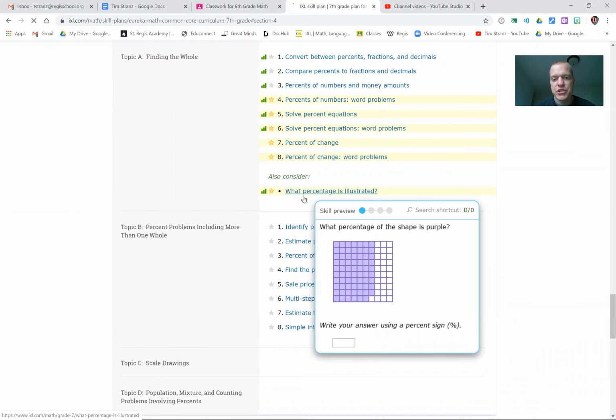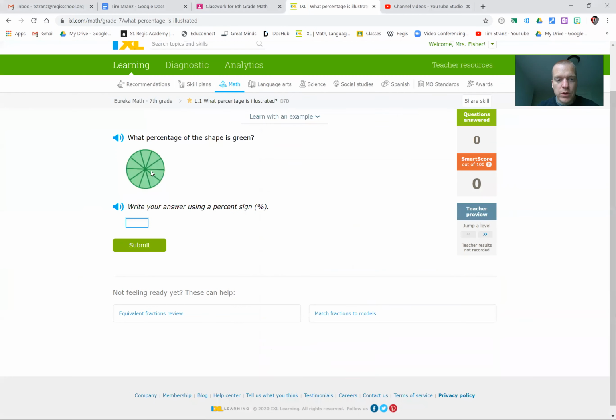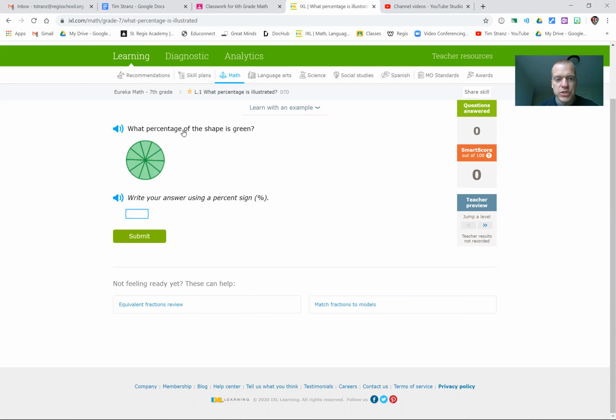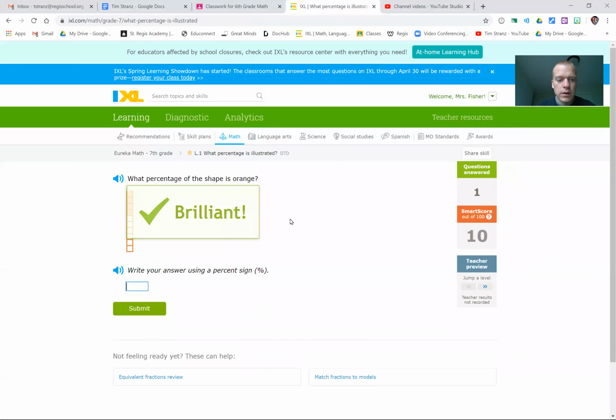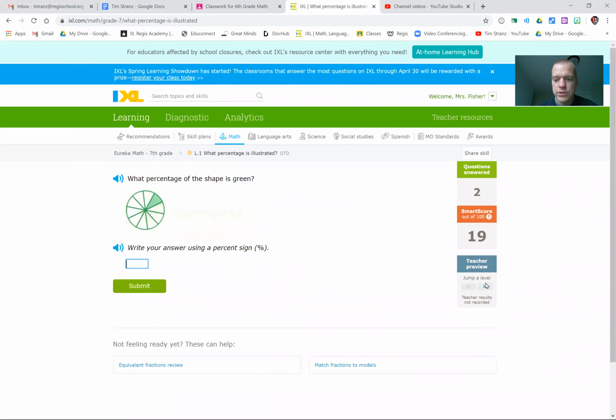So the last one is what percentages illustrate. This one's not as tricky as the other ones. So you just need to tell me, looking at this, what percent of the shape is green? Well, it's all green, right? So it's going to be 100%. What percent of the shape is orange? So let's look. How many boxes do we have? We got 1, 2, 3, 4, 5, 6, 7, 8, 9, 10, and there are 4 shaded in. So 4 out of 10 is what percent? Right? 40%. Make sure you put your percentage sign. Okay, let's look at some harder ones.